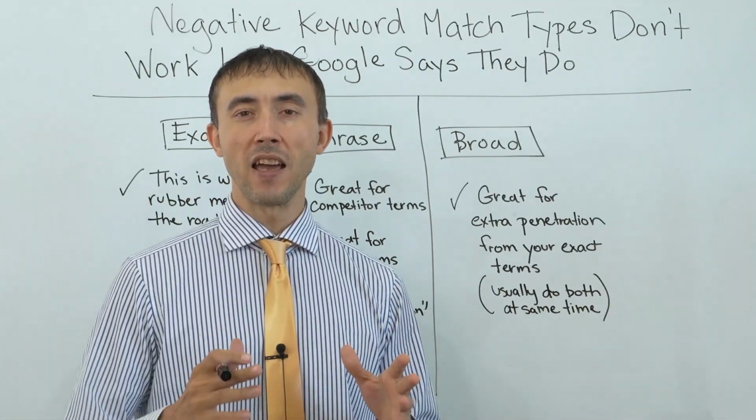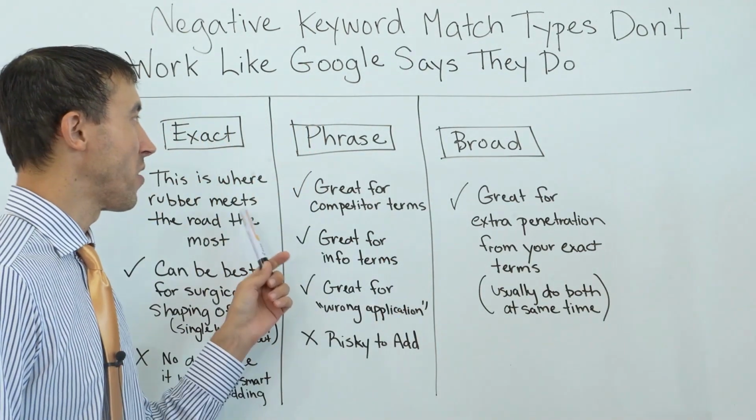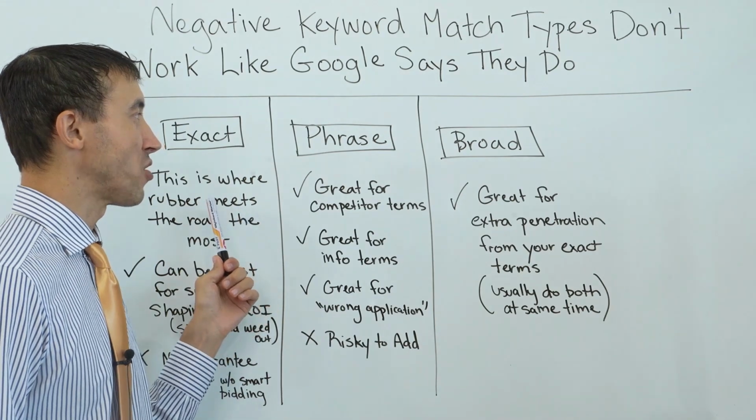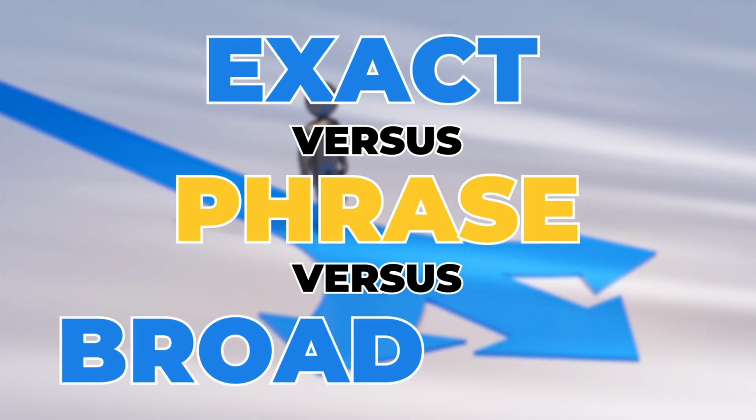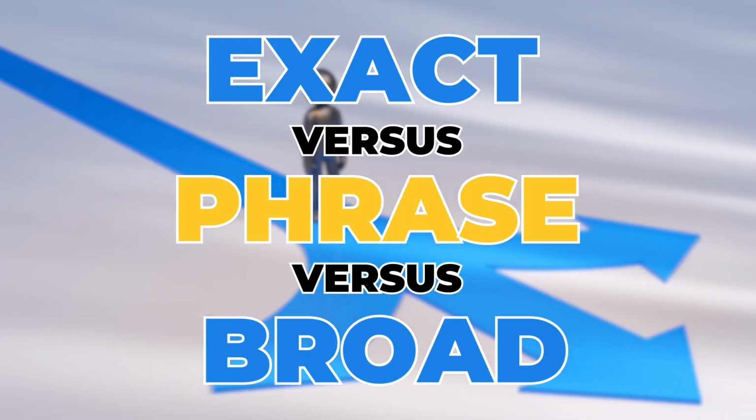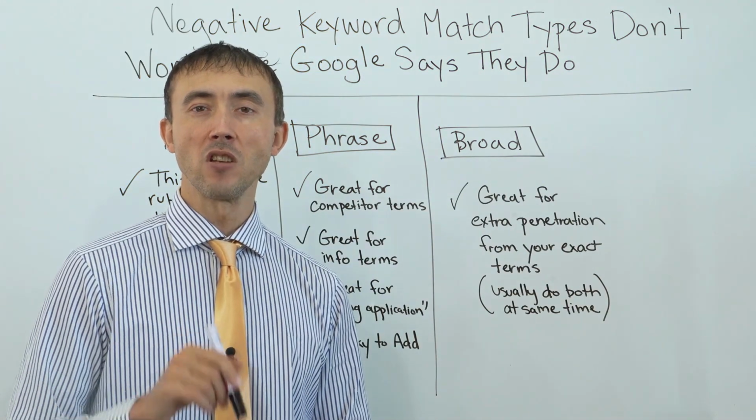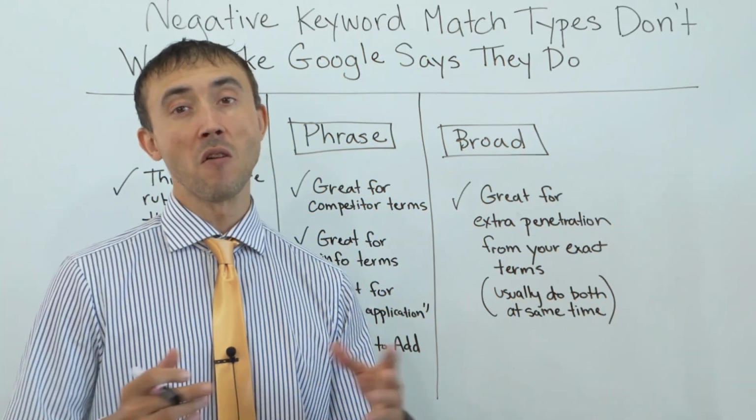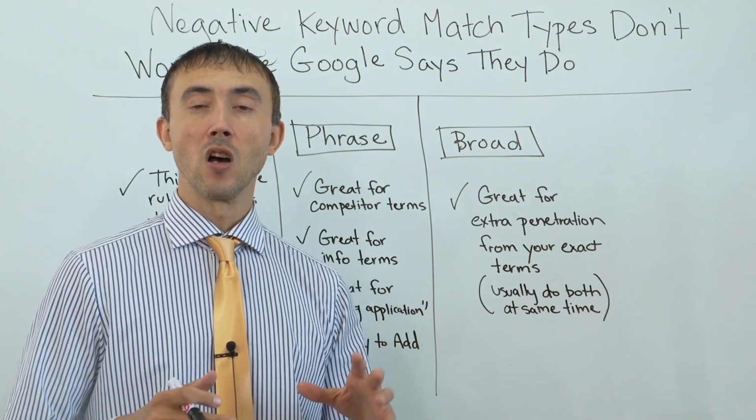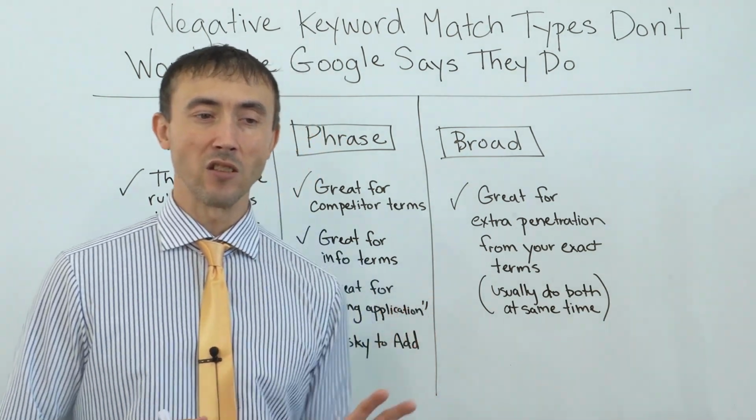I'm going to explain how each one of these different negative keyword match types work, exact versus phrase versus broad, understand it on a fundamental level, and then with that, how you should actually do your negative keywords, understanding how the match types really work at the end of the day. Given that, if you don't understand this, you can never do negative keywords right. So I'll go over all those details in today's video.